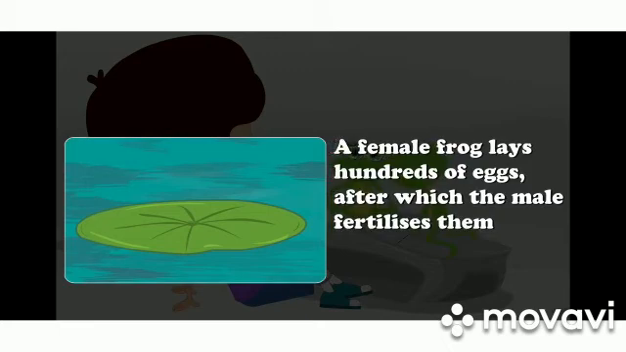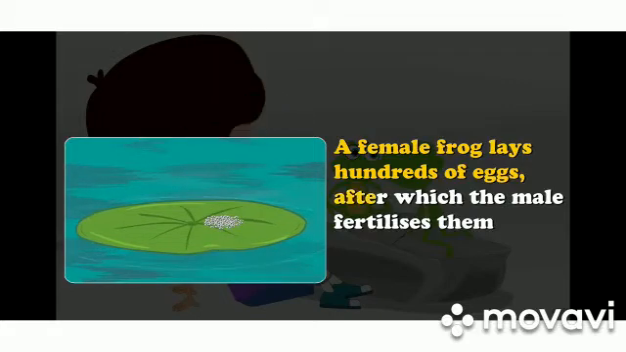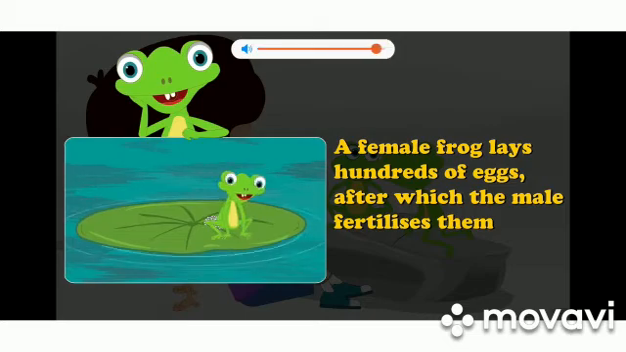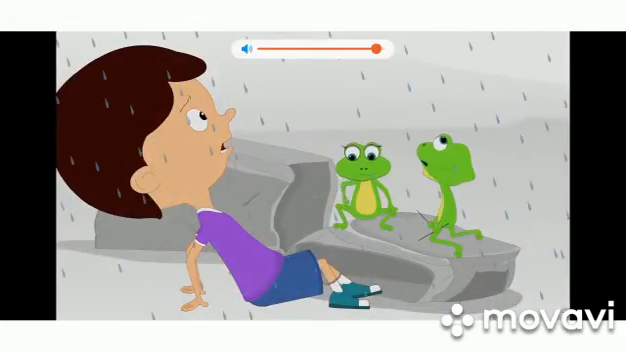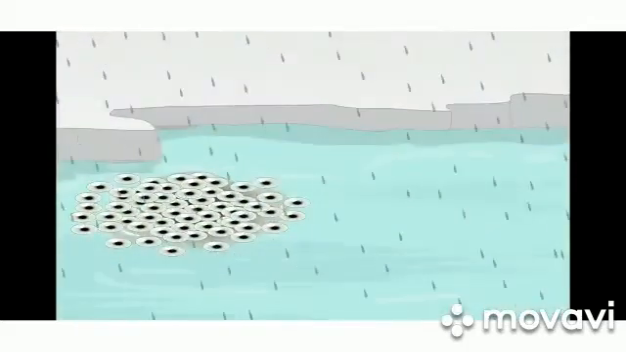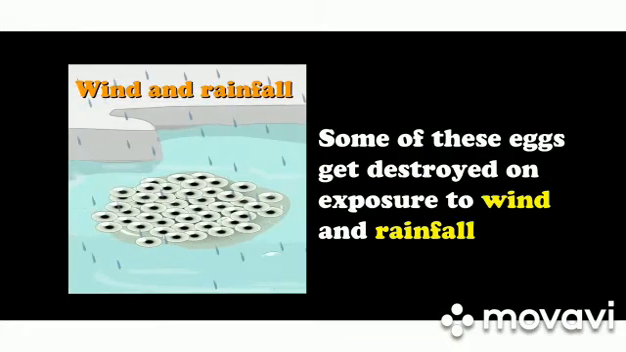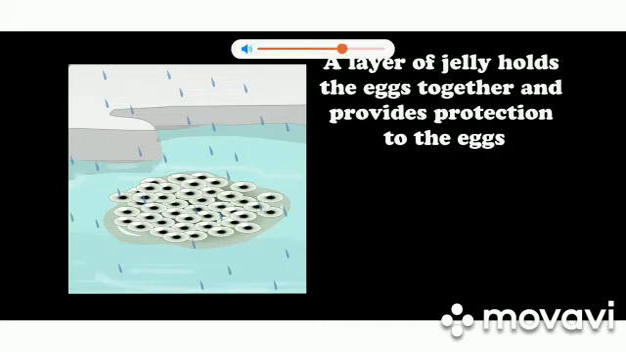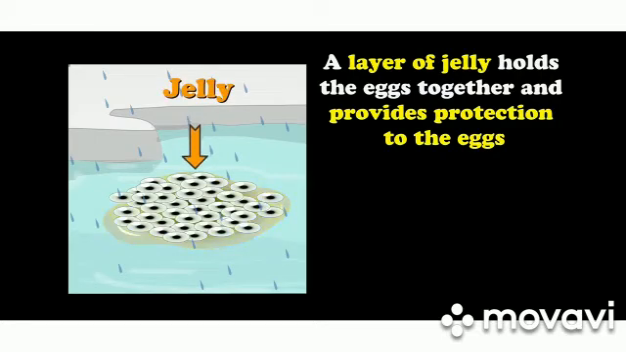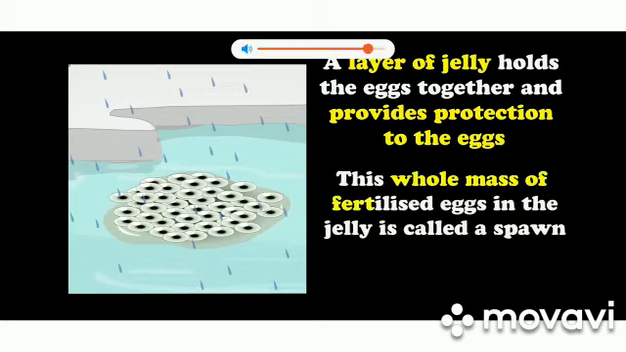A female frog lays hundreds of eggs at one time, and it is laying the eggs on the surface of water. Even though the frog lays hundreds of eggs at one time, due to the exposure of wind and rainfall, some of these eggs get destroyed and only a few eggs get fertilized. To protect these eggs, there will be a layer of jelly that holds these eggs together. This mass of jelly is called spawn.